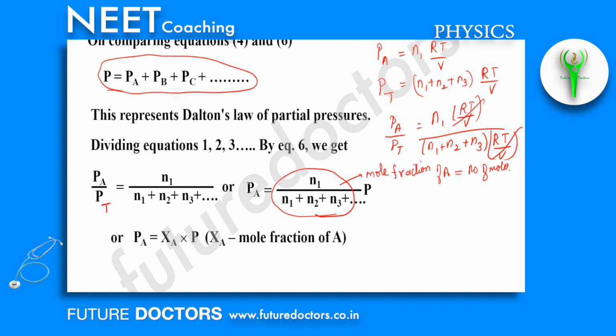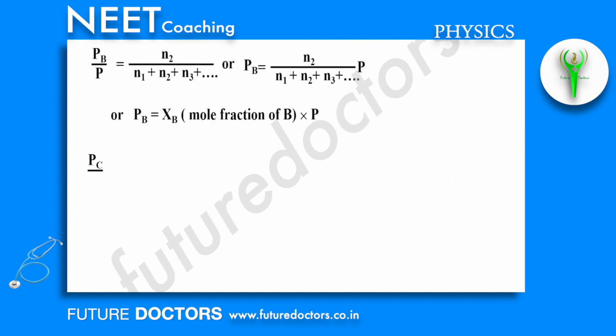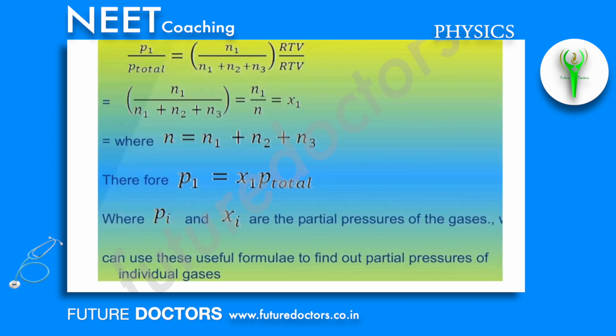Mole fraction is the number of moles of component A divided by the total number of moles of all the components. So partial pressure Px is equal to mole fraction into total pressure. Similarly, PB is the mole fraction of B into total pressure. Partial pressure is equal to mole fraction into total pressure. This is Dalton's law of partial pressure.